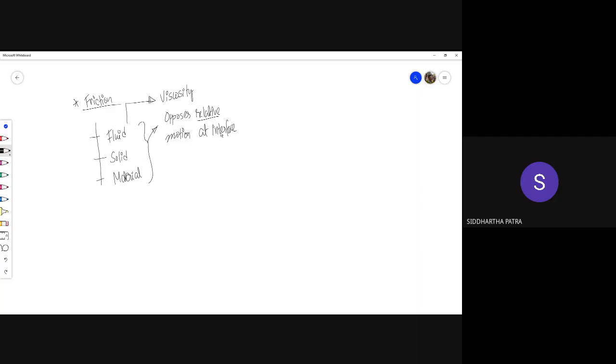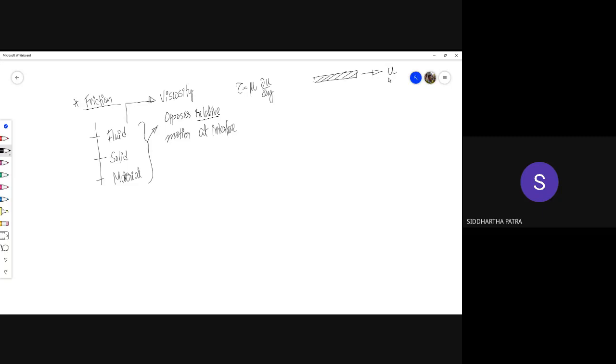So viscosity can be represented somewhat like this. Now I'll explain what these terms are. For example, imagine there is a plate moving with, I mean, this example is not mandatory, but it kind of helps the point.